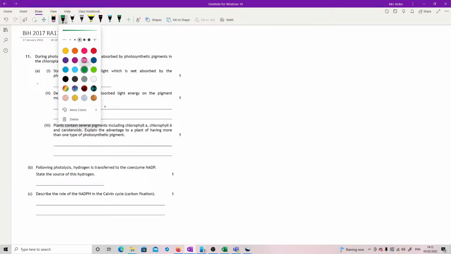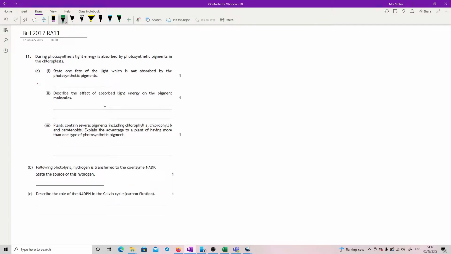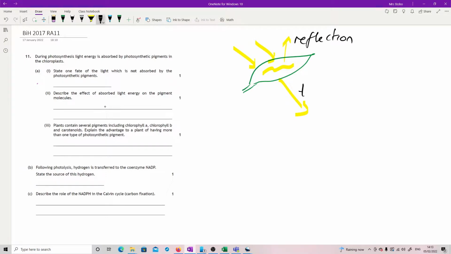Okay, question 11. During photosynthesis, light energy is absorbed by photosynthetic pigments in the chloroplast. State one fate of the light which is not absorbed by the photosynthetic pigments. So we've got our leaf. We have light hitting the leaf, and it either gets absorbed, bounces off, or goes through. That's your three fates of light: absorption, reflection, and transmission. So not the absorption, so reflected or transmitted.